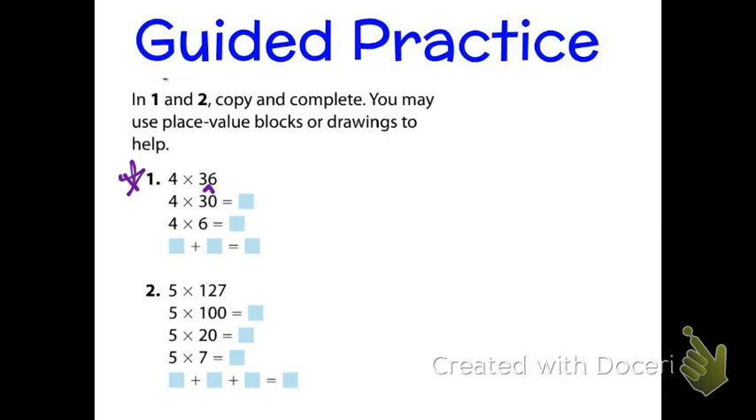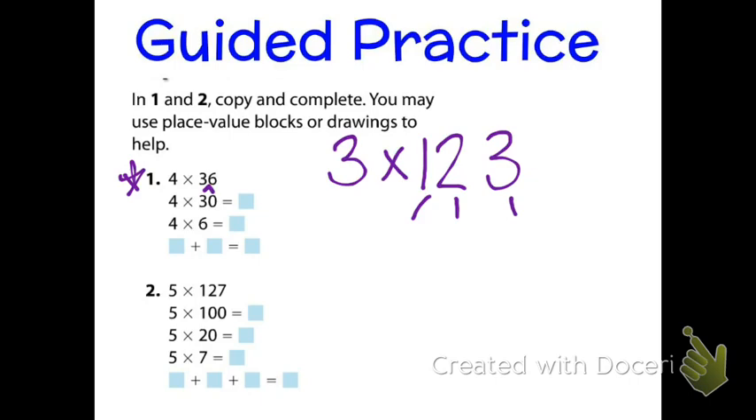I'm also going to do one more example with you right now. We're going to do this problem of 3 times 123. When I have a 3-digit number, I have to separate it out into each place value. Well, a 1 in the 100 place would give me 100, a 2 in the tens gives me 20, and a 3 in the ones would give me 3.